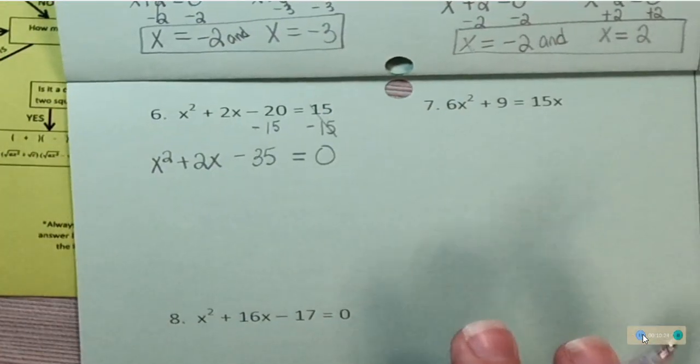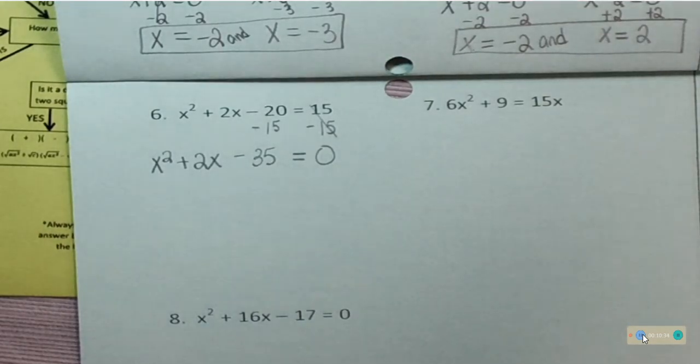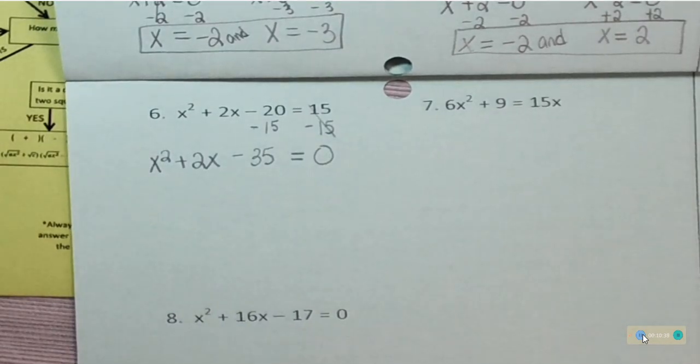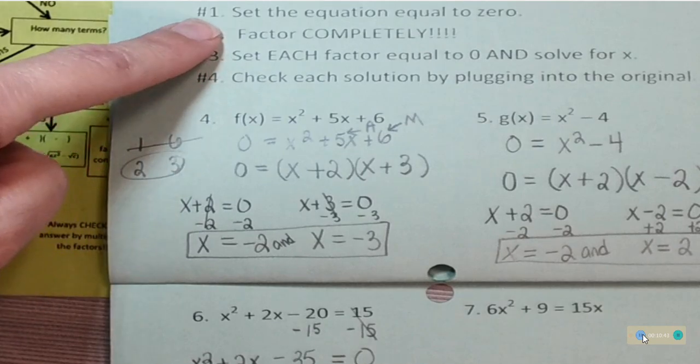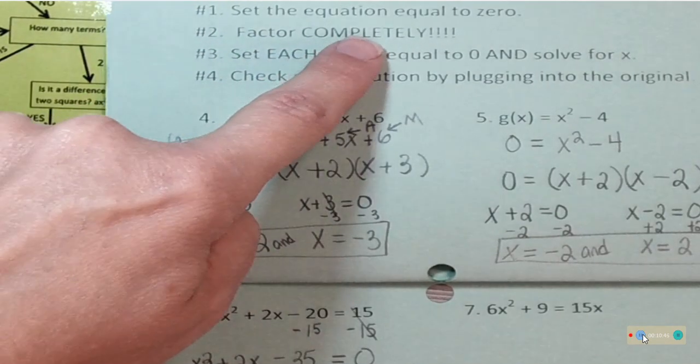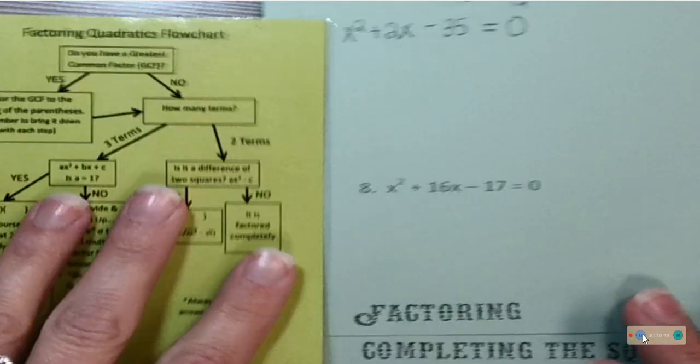When I do teach you quadratic formula, this is the first step of quadratic formula also. You got to make sure you get everything on that side, x squared, x, then constant in that order. Now, I'm teaching you factoring. So up here, get the equation equal to 0, got that done. Factor completely, okay?